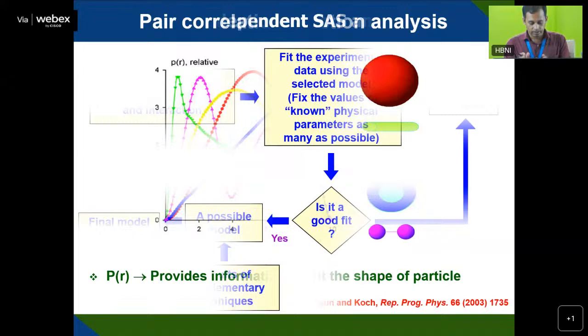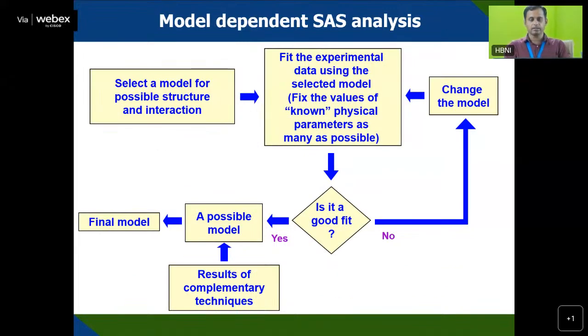If you have small angle X-ray scattering data, or neutron scattering, the analysis is quite difficult. Here, for the analysis, you have to choose a particular model. Once you choose the correct model, you will be able to get the correct information. Otherwise, you will end up with wrong information. So first, for the analysis, you have to select a particular model for a possible structure interaction.